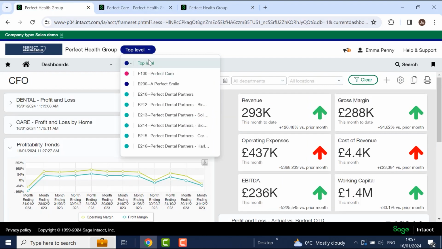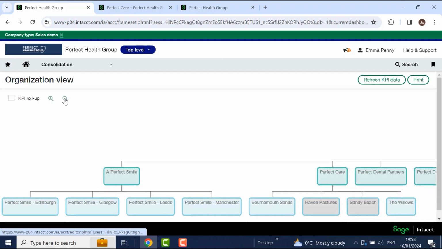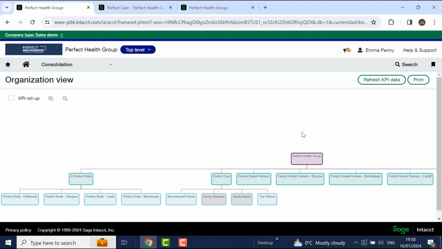Emma Penny can report on the organisation as a whole, or she can drill into any one of these entities and report on them singularly. She can see the entities in a drop-down box here, or we can see an organisation view. I'll just make that a little bit smaller. So we can see here that we've got Perfect Health Group. Underneath that, we've got Perfect Smile, and they have a number of locations: Edinburgh, Glasgow, Leeds, and Chester. We've also got Perfect Care here, and they have care homes Bournemouth Sands and the Willows.